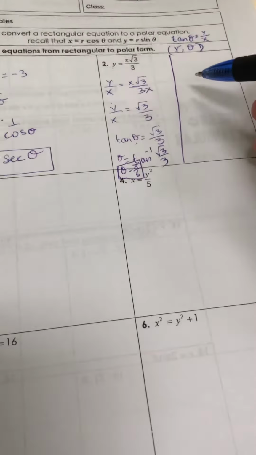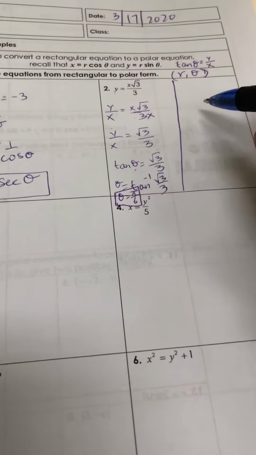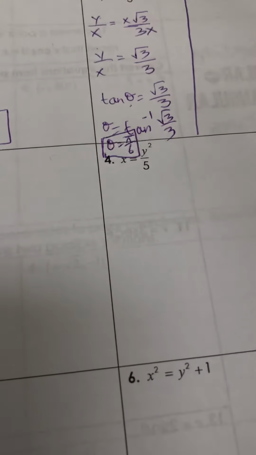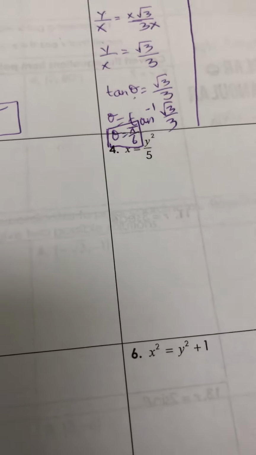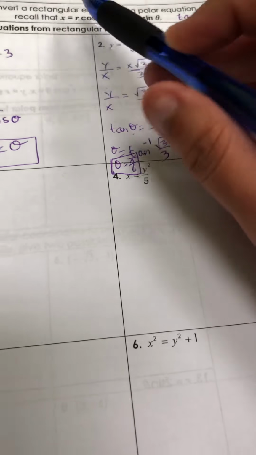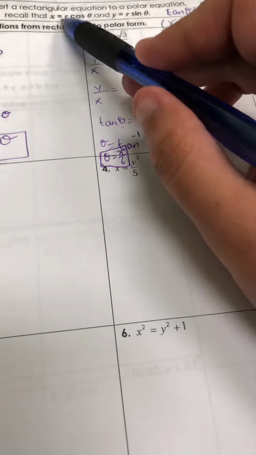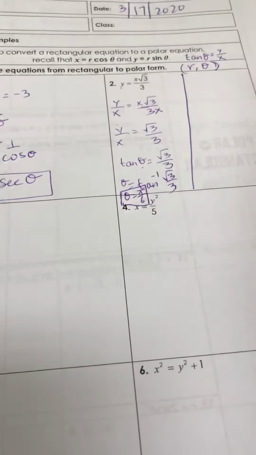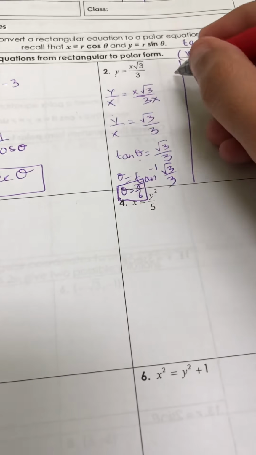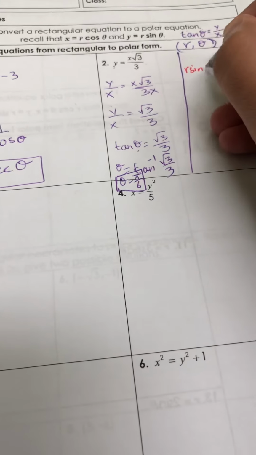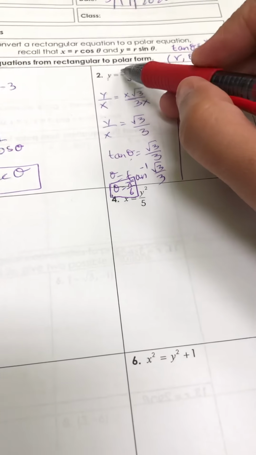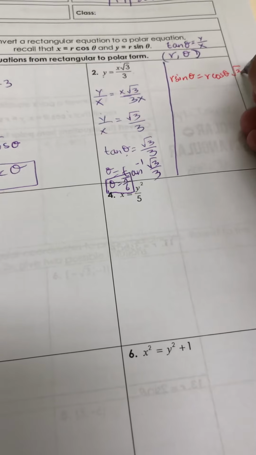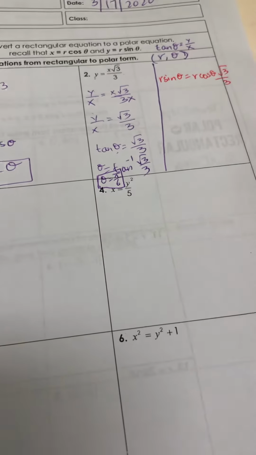The other way of doing this is you replace y with r sine theta, x with r cosine theta. So let's do it the way we did question 1. If I replace this, I get r sine theta equals, replacing x with r cosine theta, times square root 3 over 3.